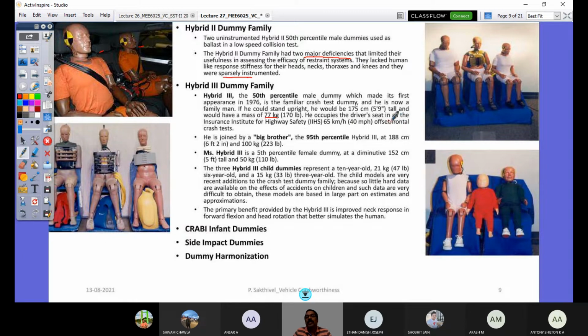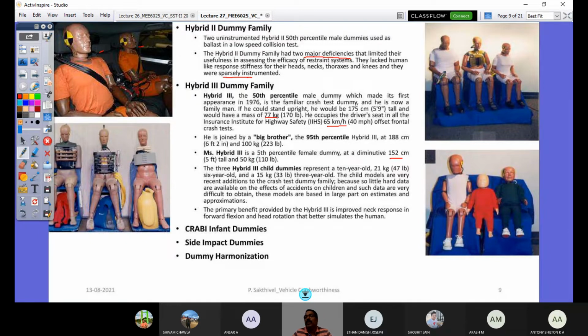So he occupies this driver's seat. This is an Insurance Institute for Highway Safety crash test conducted at this particular speed, an offset frontal crash test as well, right? And you can see here this Miss Hybrid III, that's the fifth percentile female dummy, diminutive. The dimension and height of that is 152 centimeters, 5 feet, and 50 kgs.